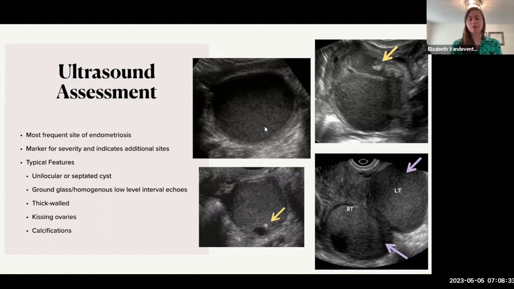low-level internal echoes. So we can see here, this is a simple endometrioma. It's within the ovary, and you can see that it has all these sort of gray speckles throughout. We have another example here. This one has a septation within it.